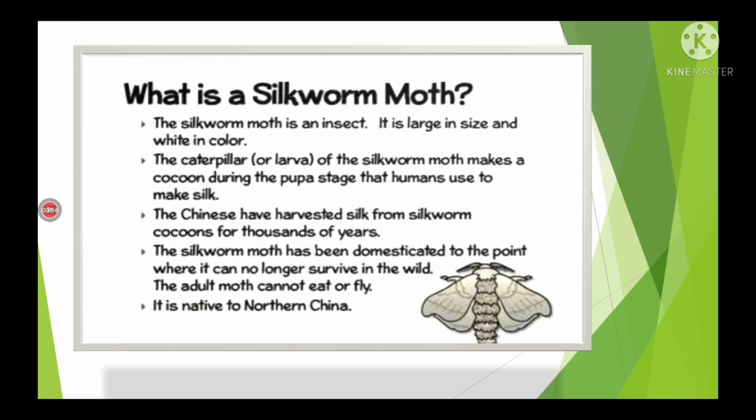What is a silkworm moth? The silkworm moth is an insect. It is large in size and white in color. The caterpillar or larva of the silkworm moth makes a cocoon during the pupa stage that humans use to make silk. The Chinese have harvested silk from silkworm cocoons for thousands of years.